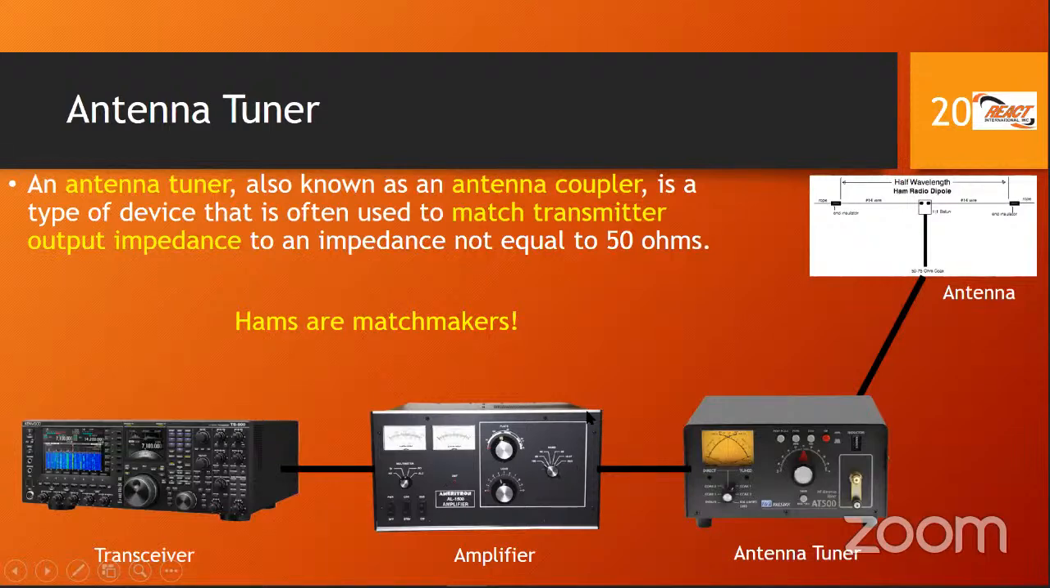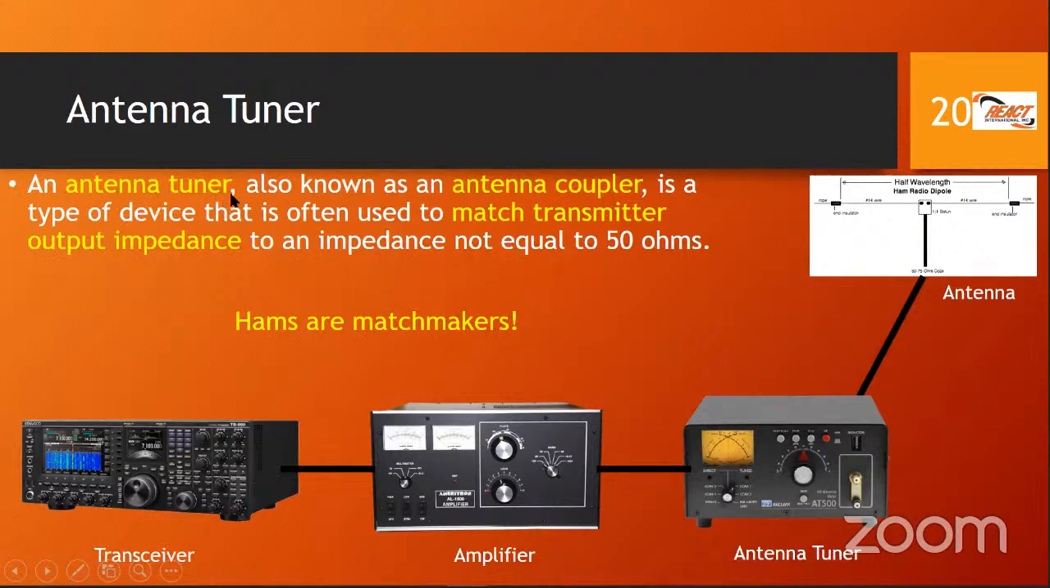You remember we said hams are matchmakers. So we're trying to match this 50 ohm output impedance of the transceiver to the 50 ohm feed point impedance of our antenna. And we use an antenna tuner. So it matches the transmitter output impedance, in case the feed point impedance of the antenna is not equal to 50 ohms. That is what our antenna tuner does.